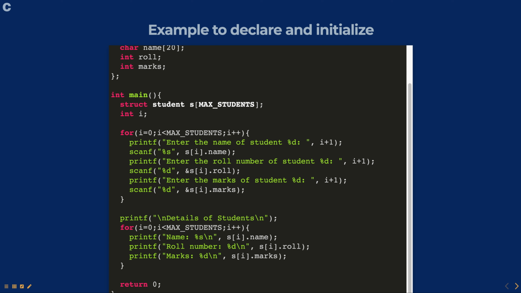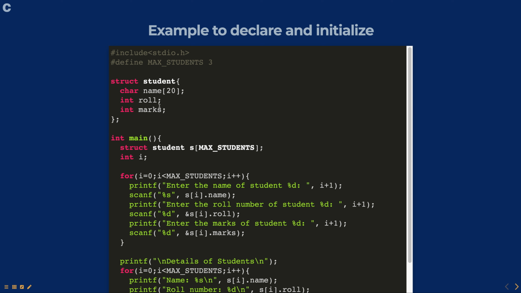Here is an example of how you can declare and initialize an array of structures. In this example, the structure student has three members: name, role, and marks. An array of structure S with size of max students, 3 in this case, is declared.